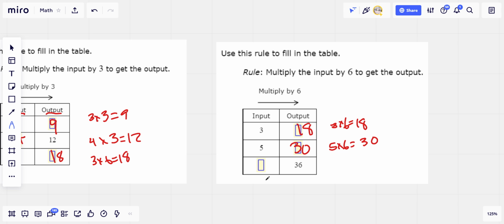And slightly trickier, we have something times 6 equals 36. Well, that is 6 because 6 times 6 is 36. So that's what we put in this box. And that is a little bit of work with function tables.